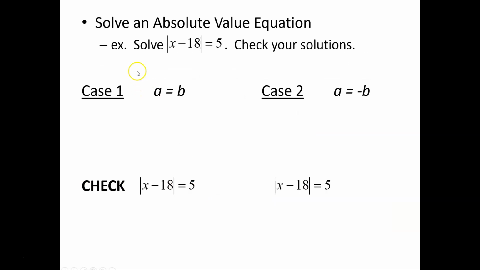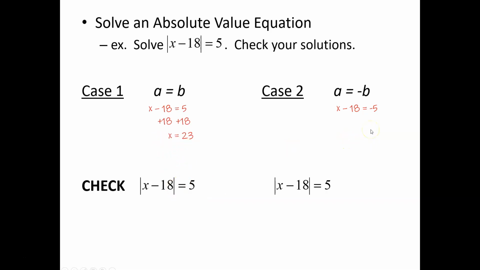So we're going to solve the absolute value of x minus 18 is 5. So case 1, where we just take away the absolute value bars, we get x minus 18 equals 5. Case 2, we're going to take away the absolute value bars and make this negative. So we get x minus 18 equals -5. And then we're just going to solve like we regularly do. So we add 18 to both sides. We get x equals 23.